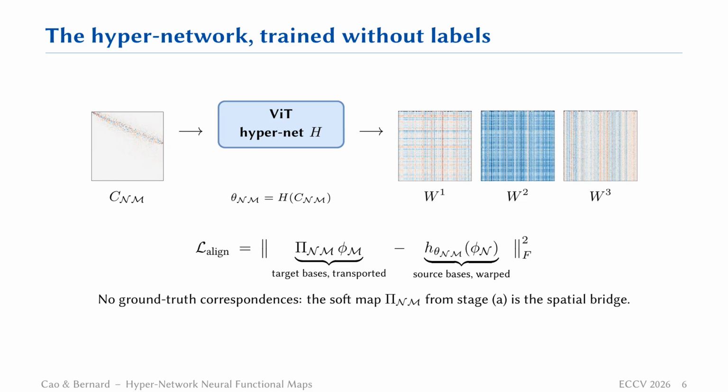And all of this trains without any ground truth correspondence. The loss simply asks the neural functional map to agree with the soft correspondence from the first stage. Transport the target basis through Pi, warp the source basis through the network, and minimize the difference.